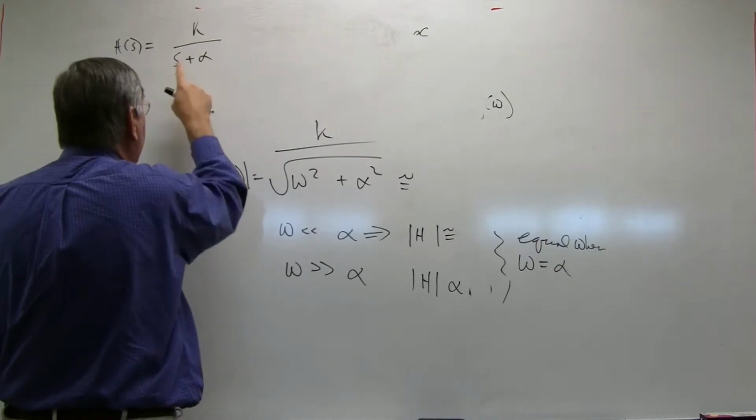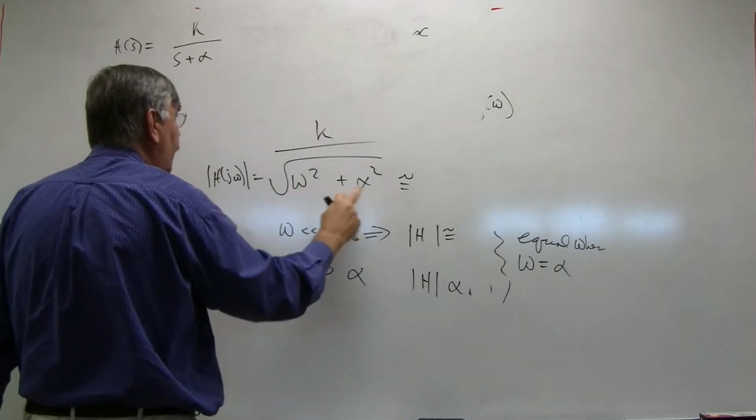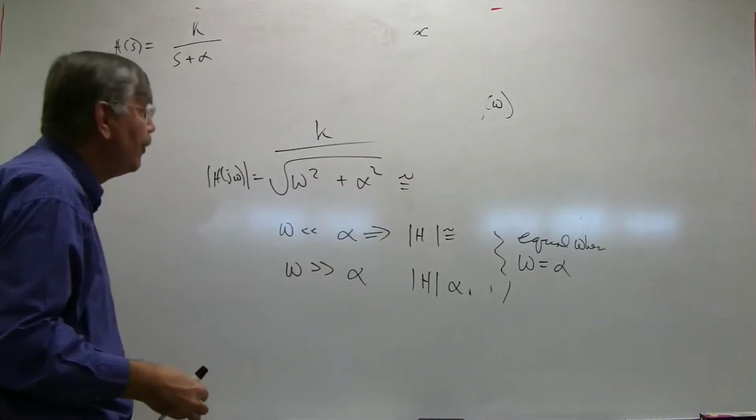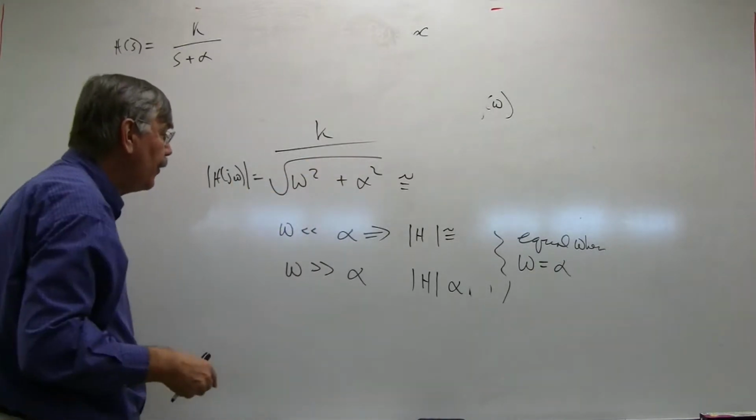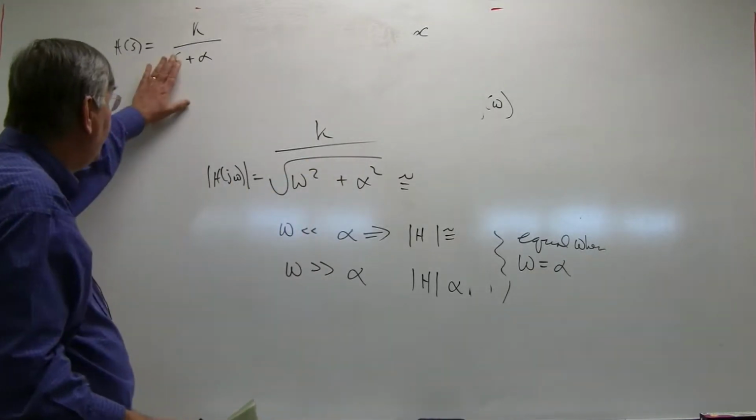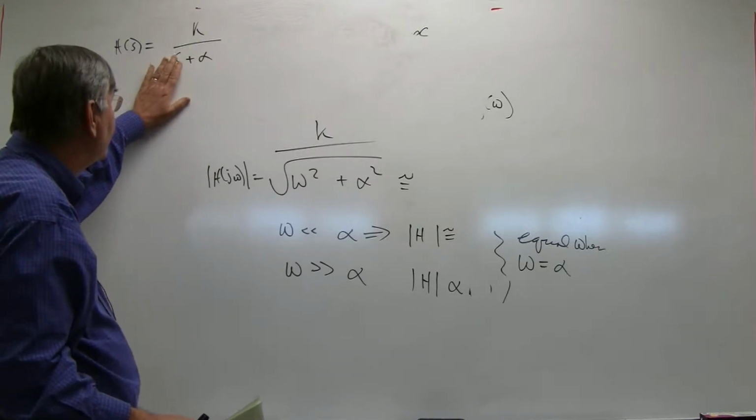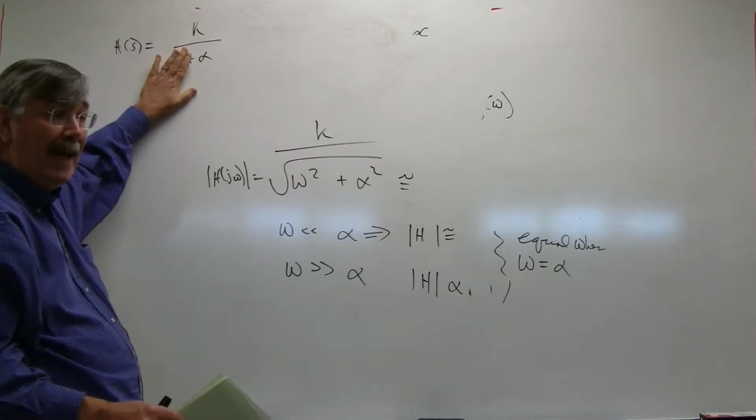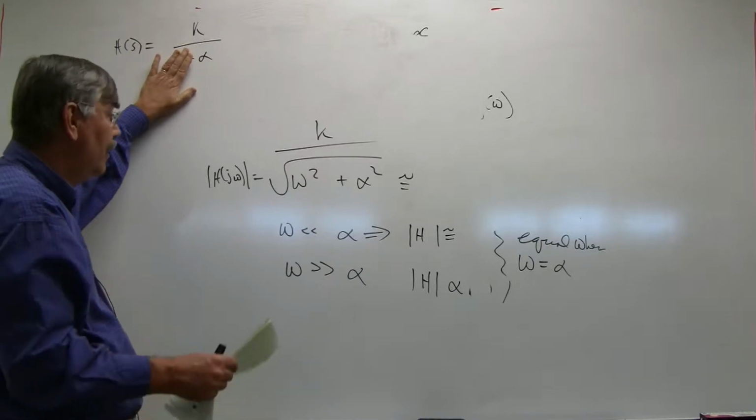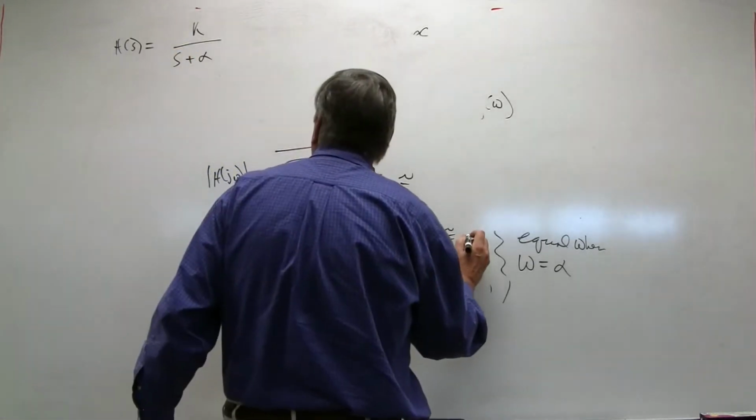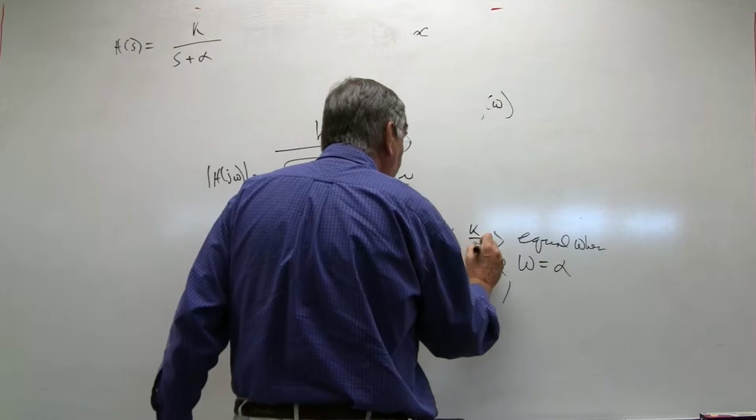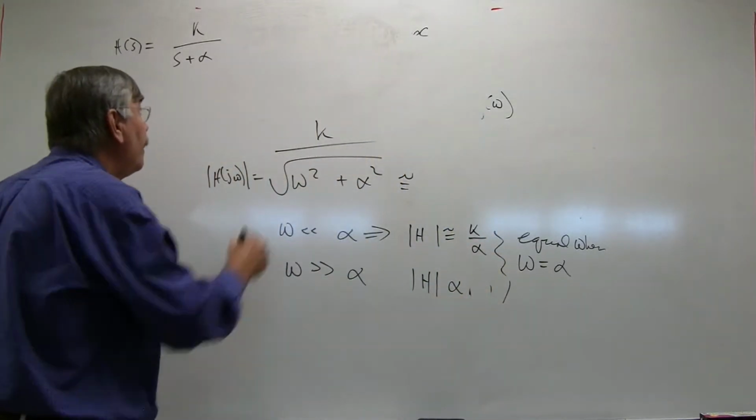s equals j omega. That omega is the imaginary part, the real part. So this is my function for this. But we're not going to use it directly. We're going to say when omega is much less than alpha, the s goes away. I just put my hand over it and I can see the remaining function, and I get that the magnitude goes as k over alpha, whatever that is.